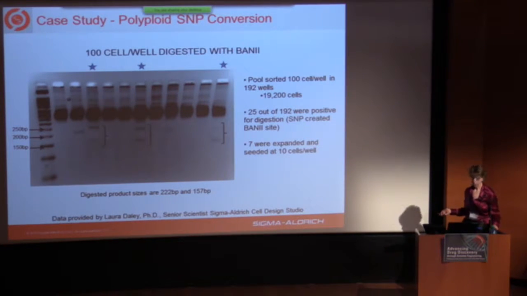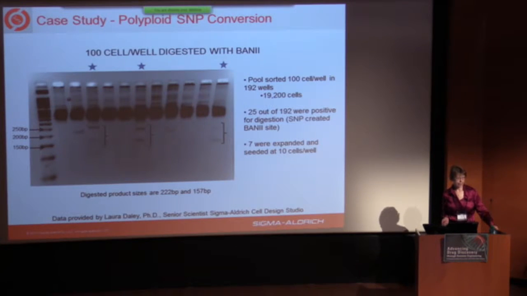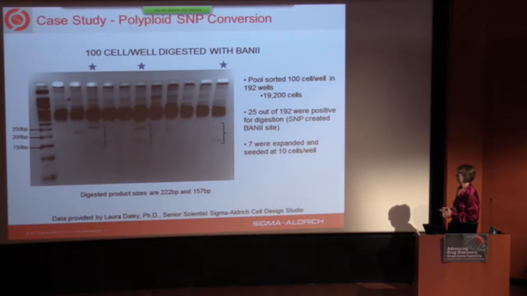We knew that the CRISPR paired nuclease cut at a high efficiency. However, the high efficiency cutting did not translate to a high efficiency of homologous recombination. So we started out with 100 cell per well pools, so that amounted to about 19,000 cells. And of those, 25 pools were positive for digestion with the restriction enzyme BAN2, as you can see in the lanes that have the expected size digest product.